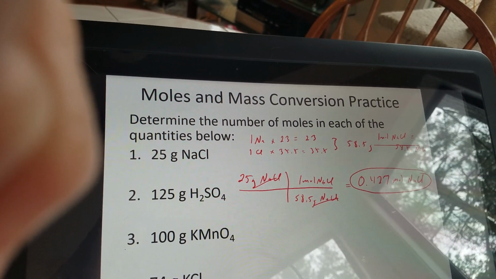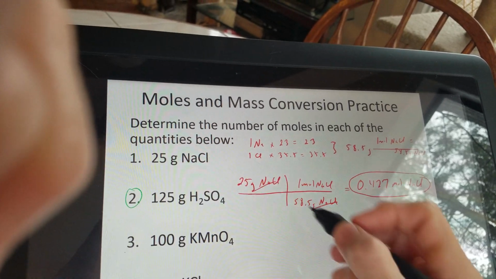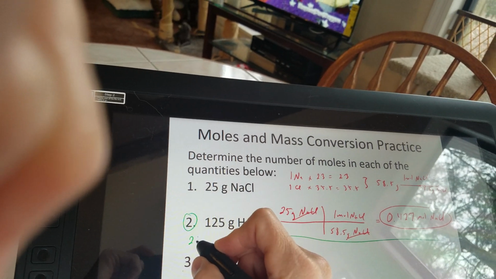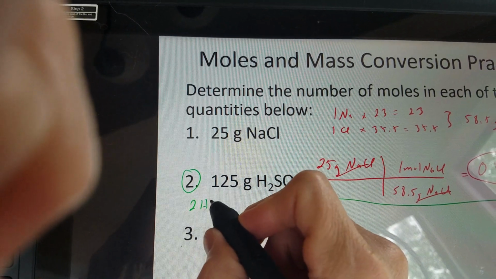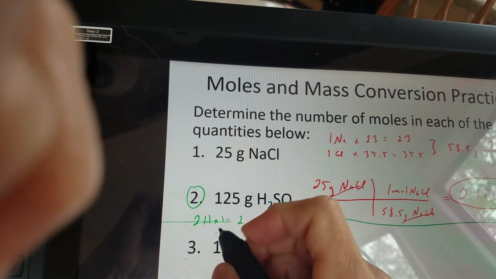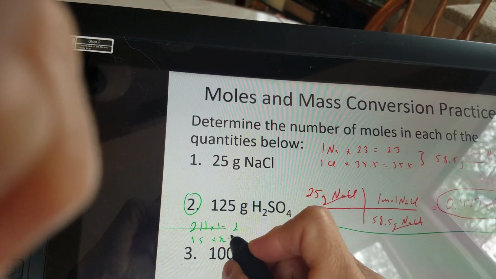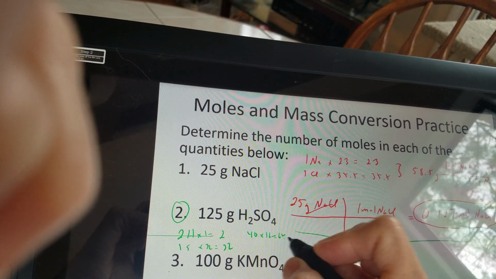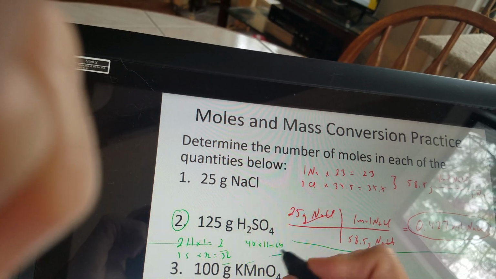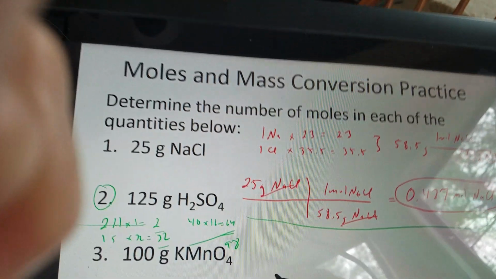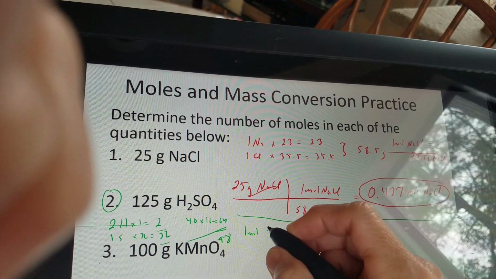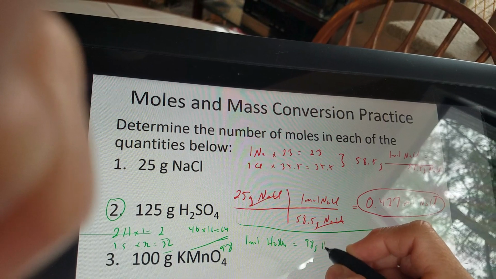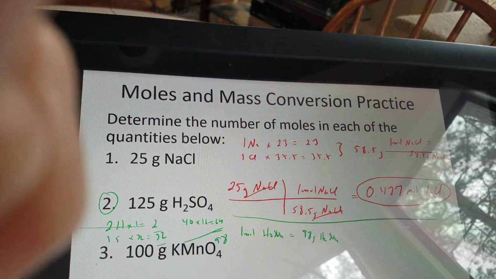If we do the same thing for the second one, we know that we have 2 hydrogens, each at 1, so that's going to give us 2. 1 sulfur at 32 is going to be 32. And then 4 oxygens at 16 is 64. If I add 64, 32, and 2 together, I'm going to get 98. So that's telling us that for 1 mole of sulfuric acid, I have 98 grams of sulfuric acid. So that's my conversion factor that I can use.